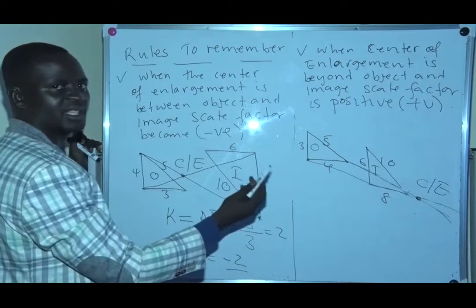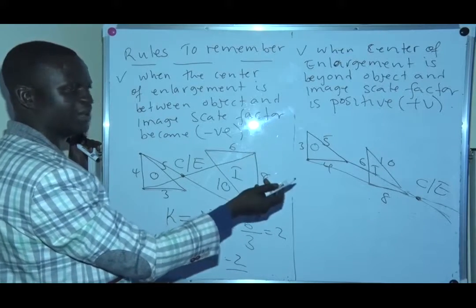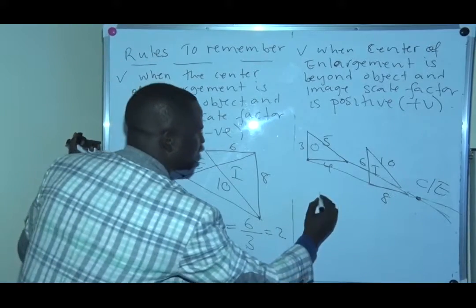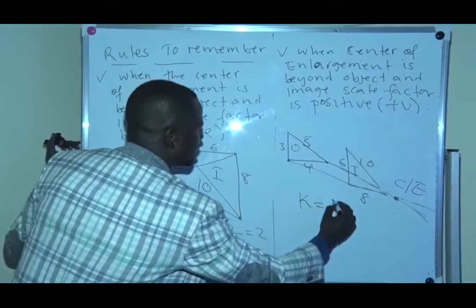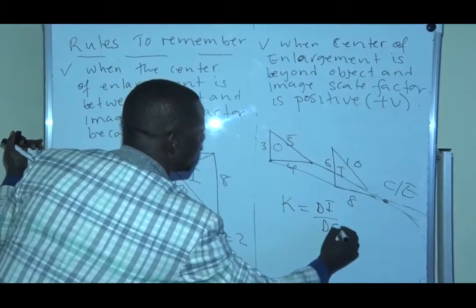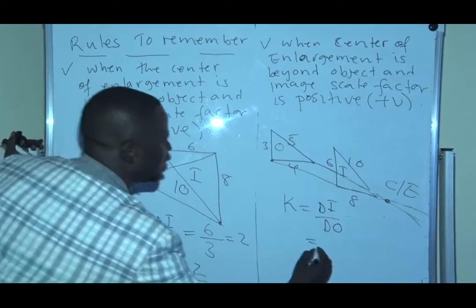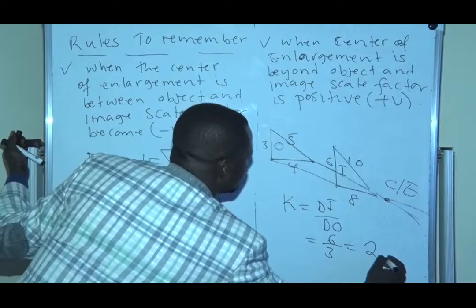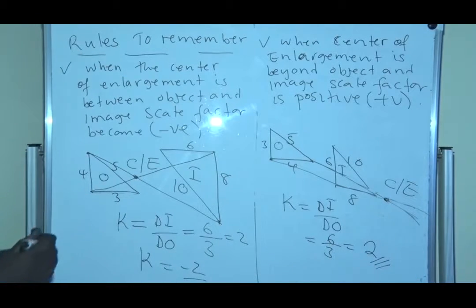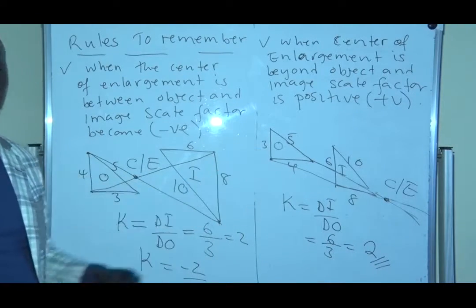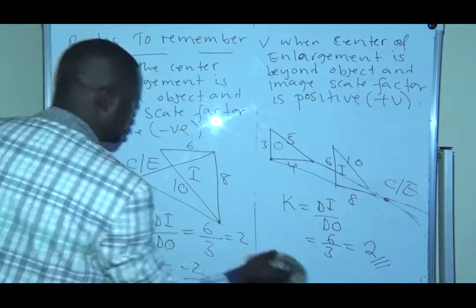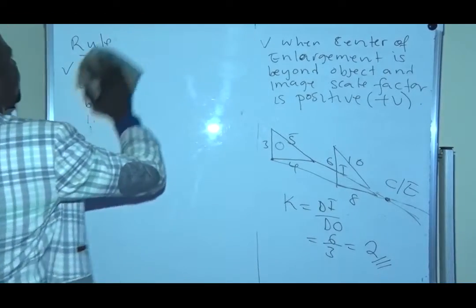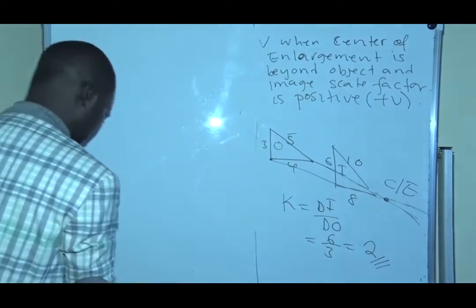Now, because the center is beyond the object and the image, it means the scale factor will be positive. So here scale factor will be distance moved by image over distance moved by object. So distance moved by the image, if I take this as my image 6, the object will be 3. So the answer will be positive 2. Why positive? Because my center is beyond the object and the image. So now, I want you to understand something very, very important here.